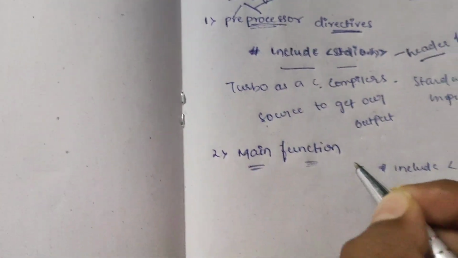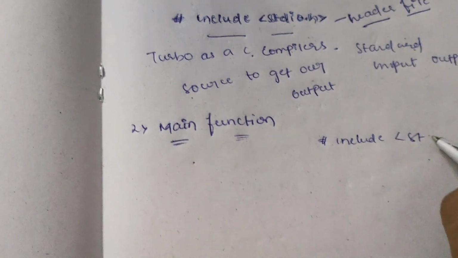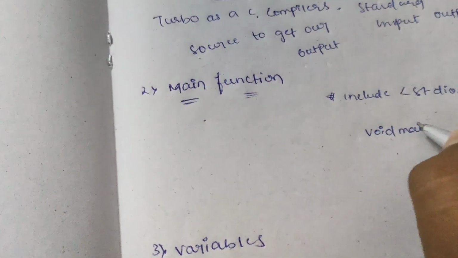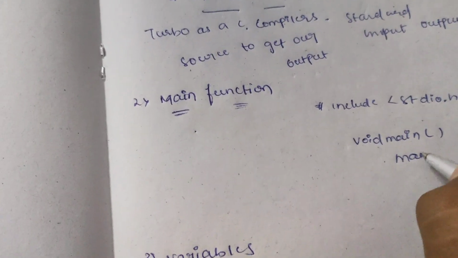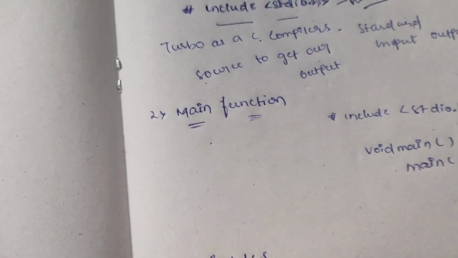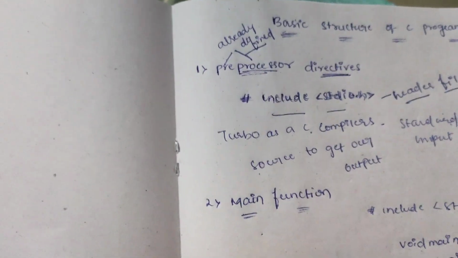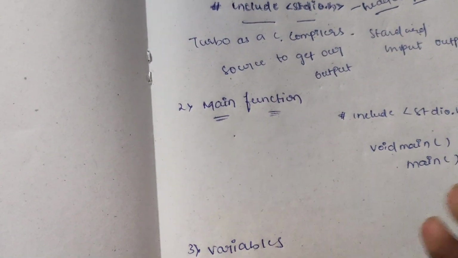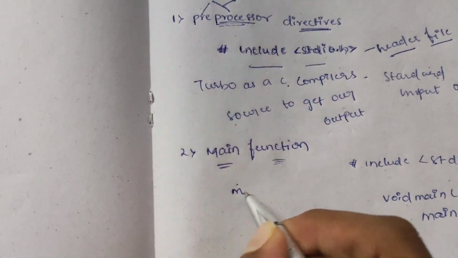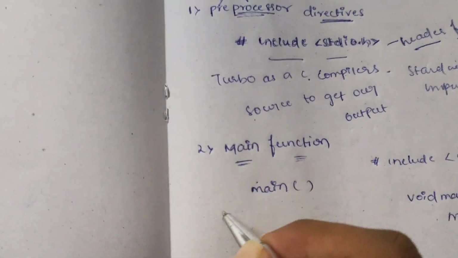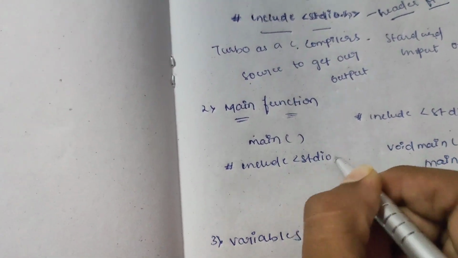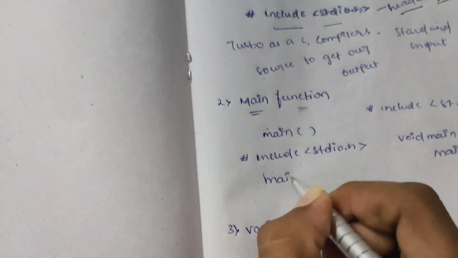Secondly, we go to the main function. What is the use of this main function? After writing #include <stdio.h>, we have to write void main or int main or just main to start a source program. Main means it's the main function of the program. If we don't include the main function, we are going to get an error, because the main function has to be there for every program. So what have we learned? #include <stdio.h> and the main function.